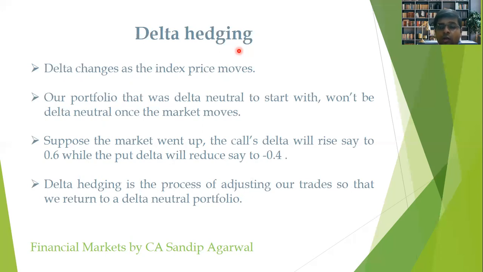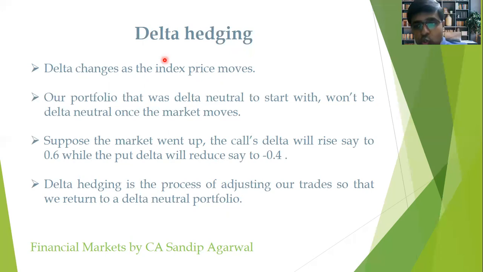And the third, mostly used purpose of the options is the speculation purpose. Now this delta hedging which I'm explaining to you is basically for the speculation purposes or for the purpose of option sale.